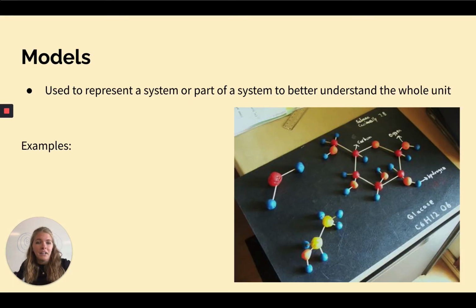So, a model. You will need your note packet. A model is anything that's used to represent a system or part of a system to better understand the whole unit. So a model can be a lot of different things.